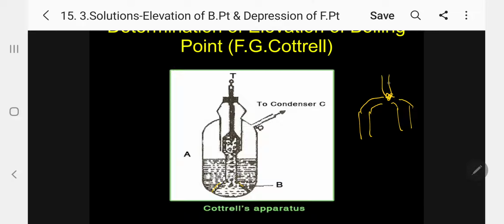So this is the thermometer. It is now inside here. Kindly follow. This is actually the inverted funnel. Can you follow? The inverted funnel, so the end will be like this.